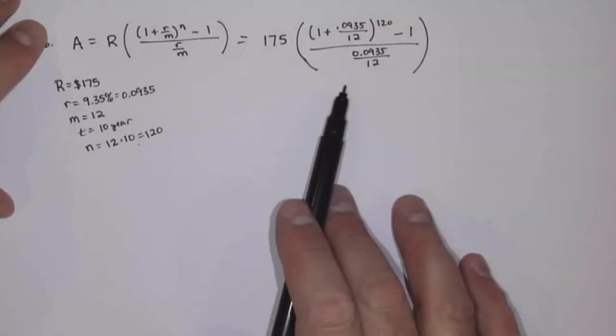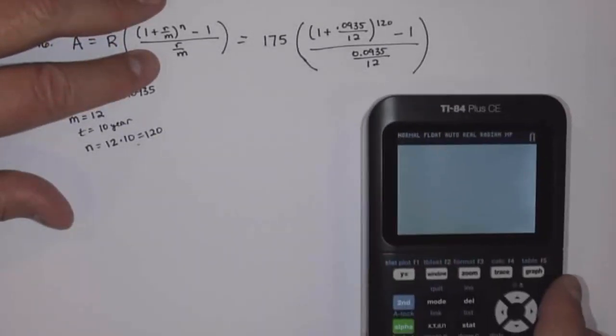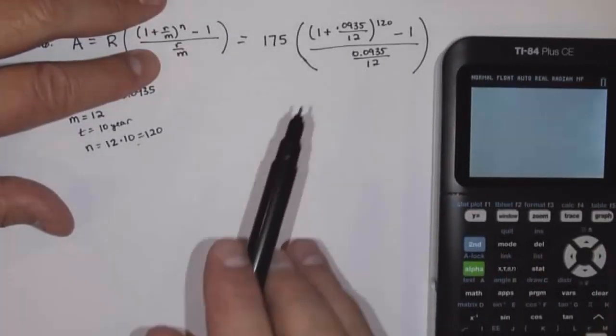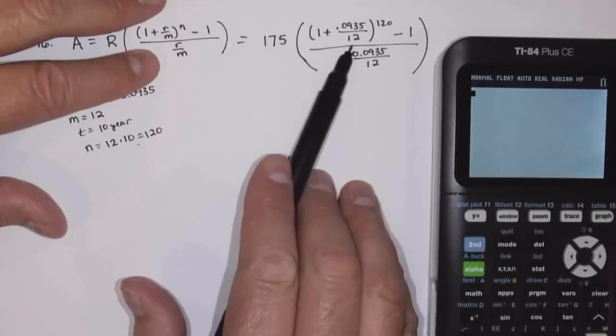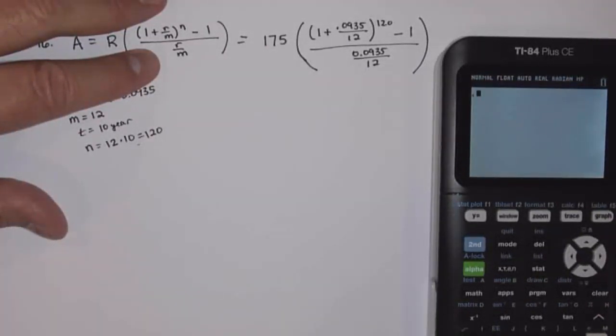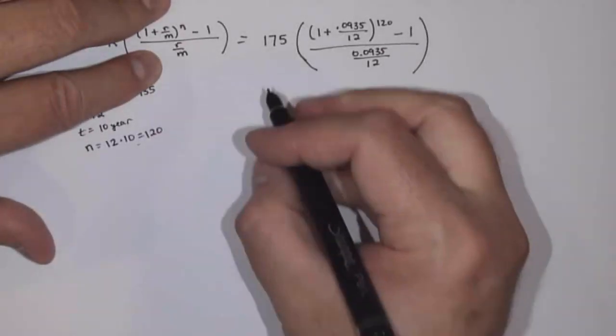So if I can figure out this calculation, then we have it. So I'm going to do this on the calculator, a little bit at a time. If I take 0.0935 divided by 12, which I have both here and here, that's going to be 0.0077916667. So that's going to go both here and here.